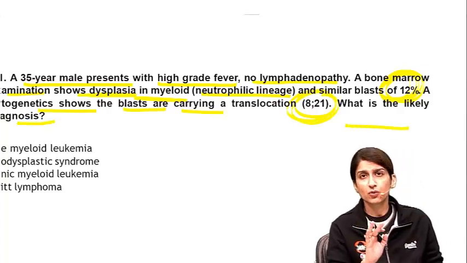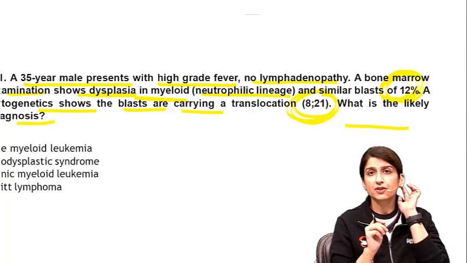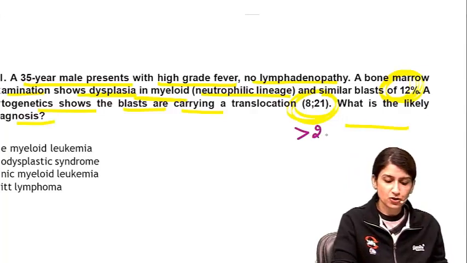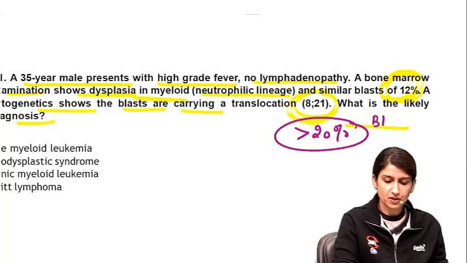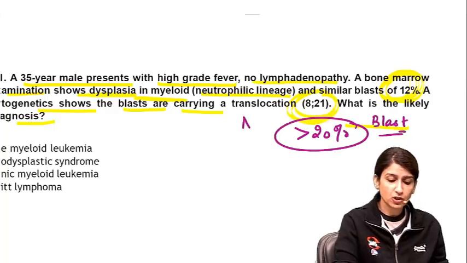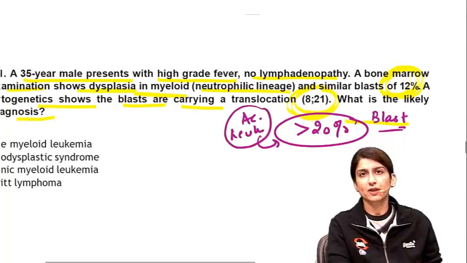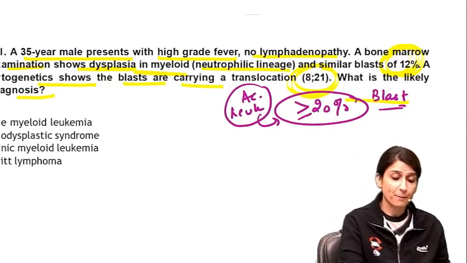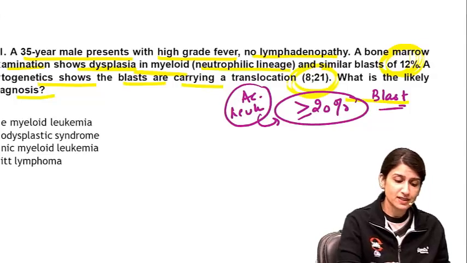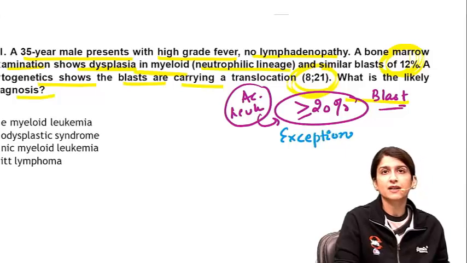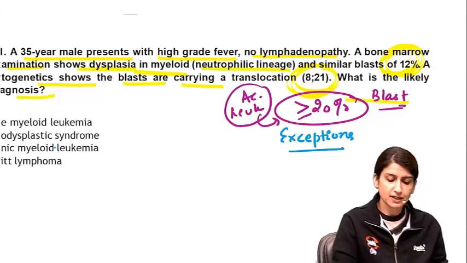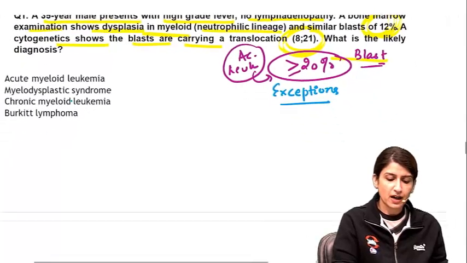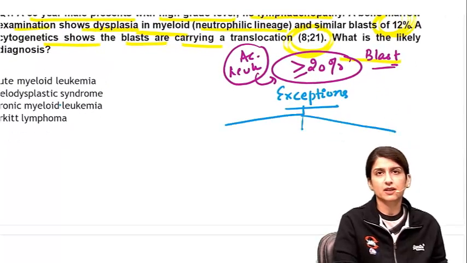Now we all know that to be labeled as a case of acute leukemia, your blast count should be more than 20%. So अगर मुझे acute leukemia बोलना है, acute myeloid leukemia, so उसके लिए blast count should be more than 20%. This was the criteria given to me by the WHO. But I always tell this, that there are some exceptions to these criteria. And what are the exceptions? These 3 translocations are actually the exceptions to this criteria.